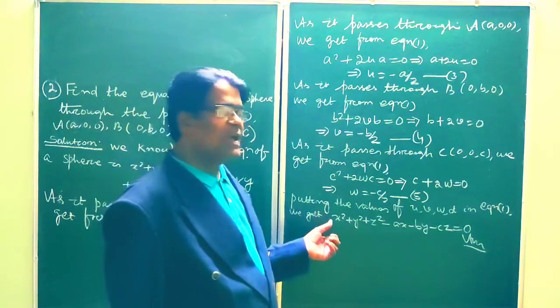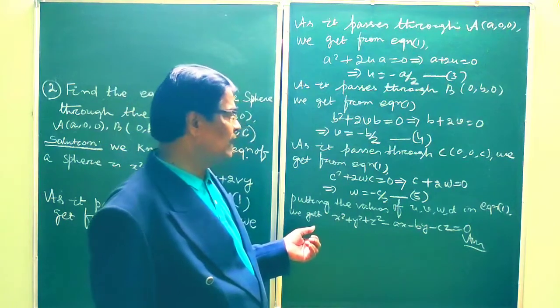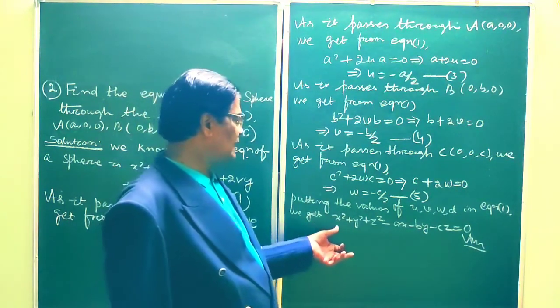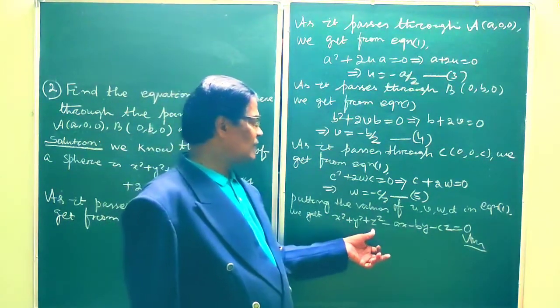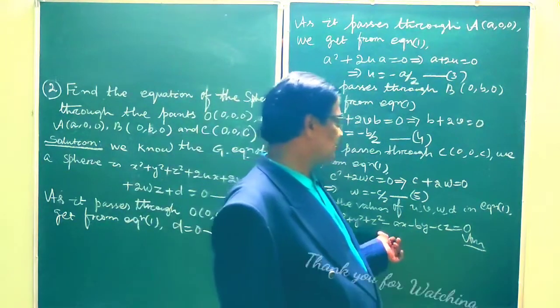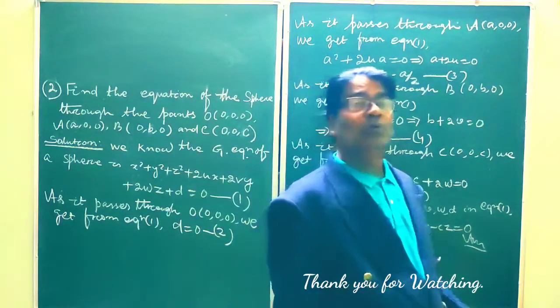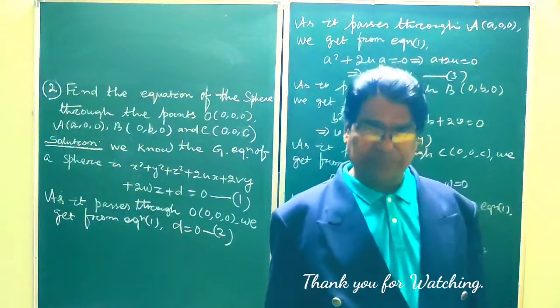Now putting the values of u, v, w, d in equation 1, we get x square plus y square plus z square minus ax minus by minus cz is equal to 0, which is the required equation of the sphere.